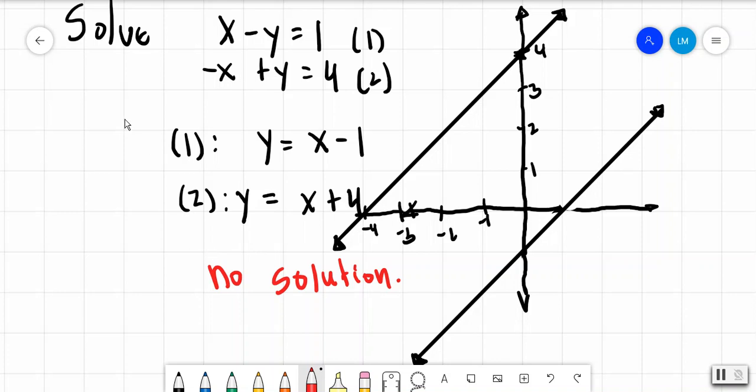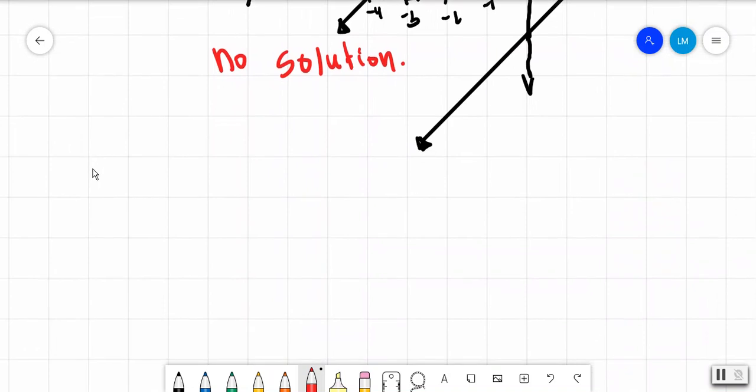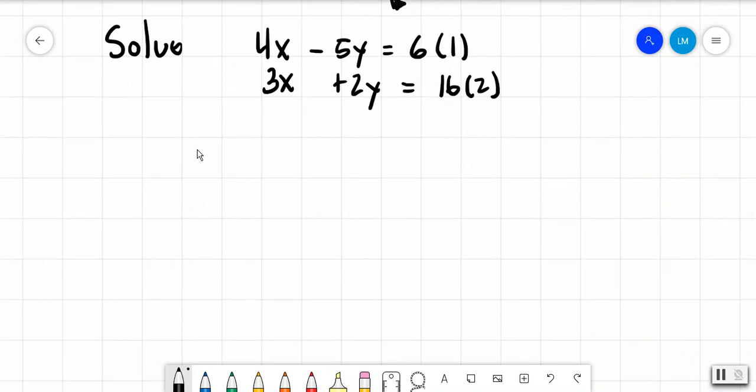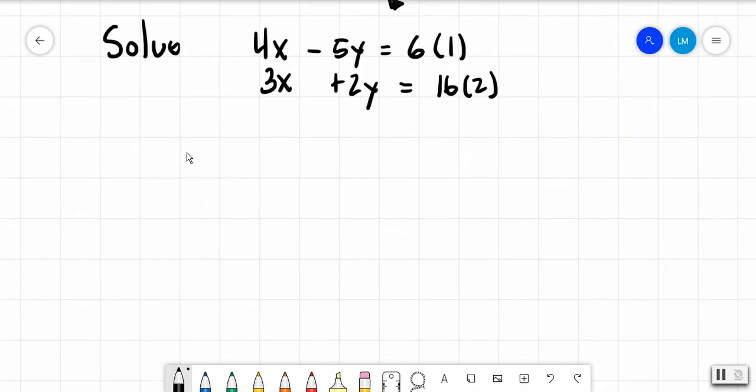Now, if you were to try a much more difficult problem, let's say that you want to solve 4x minus 5y equals 6, and that's equation 1. And then let's say that you have 3x plus 2y equals 16, and that's equation 2. Now this is going to be a bit more difficult in terms of finding the solutions, but it's easier if you write in mx plus b form.